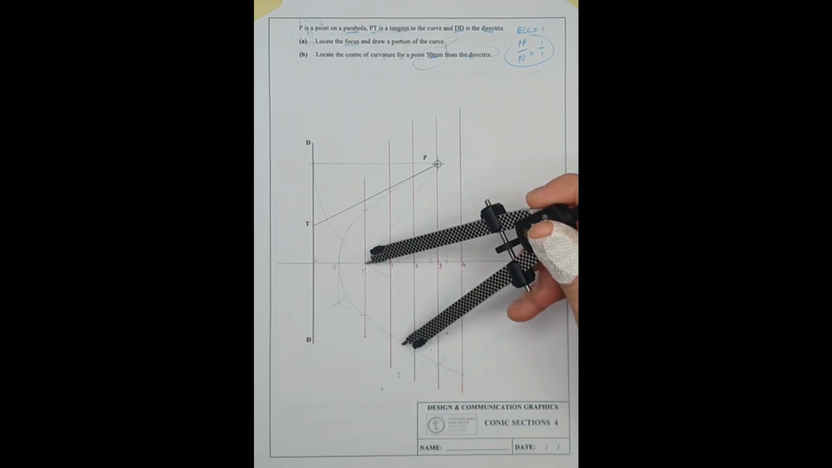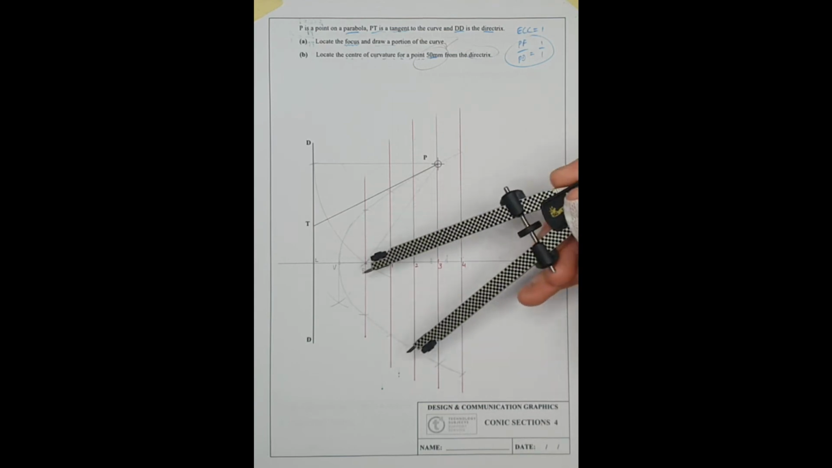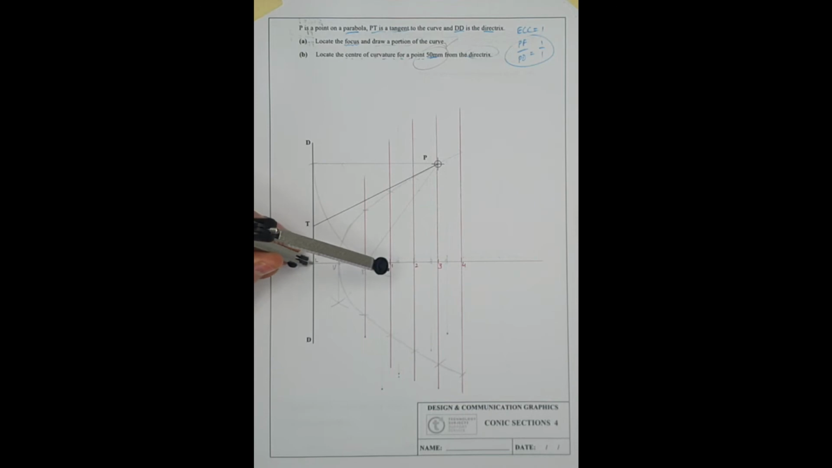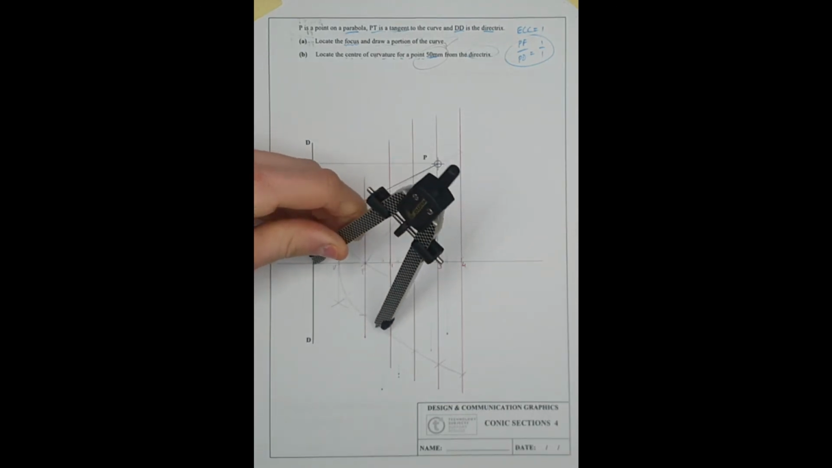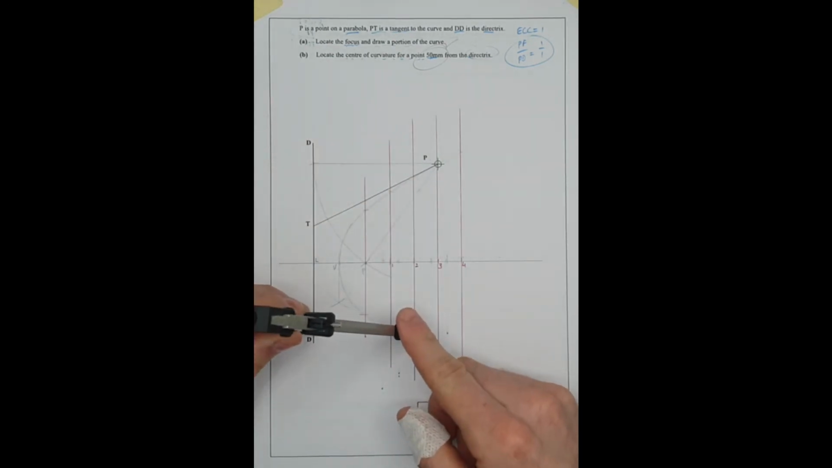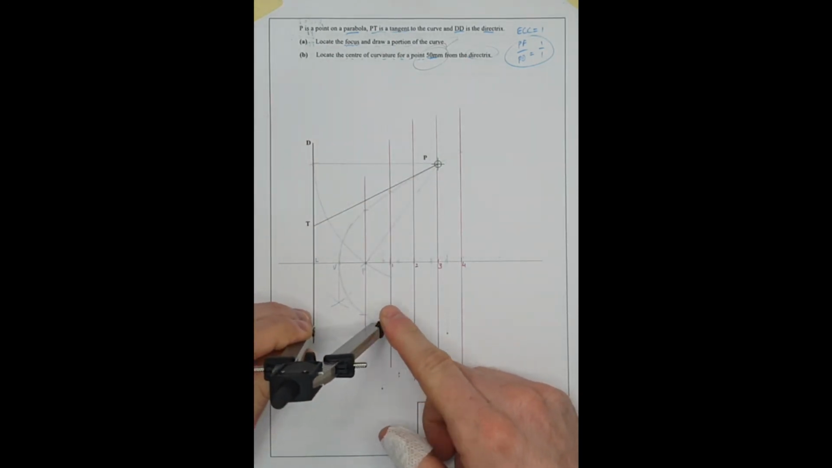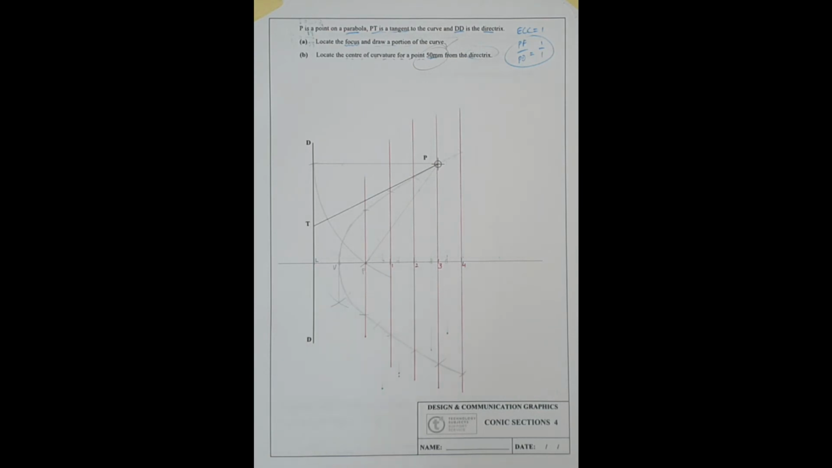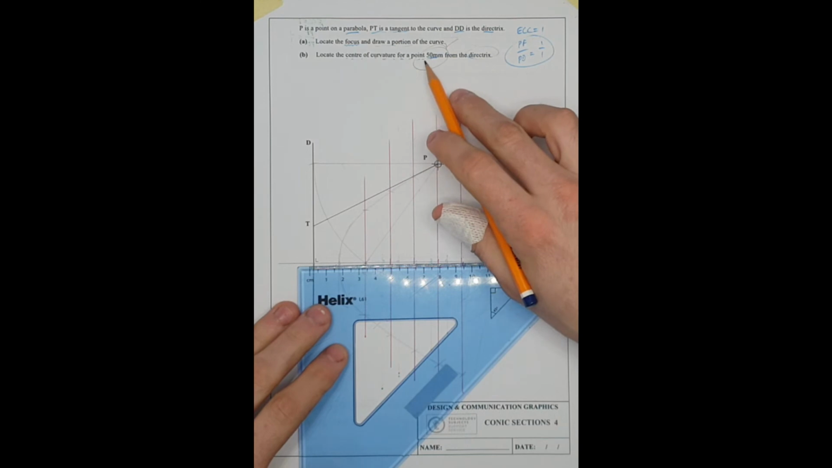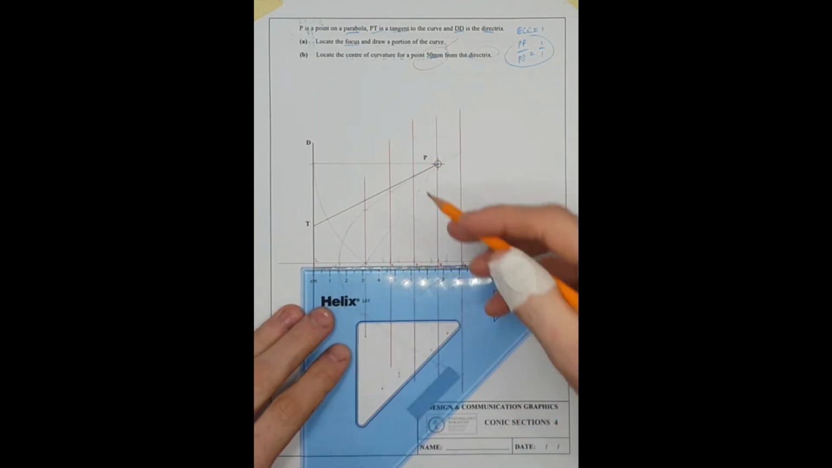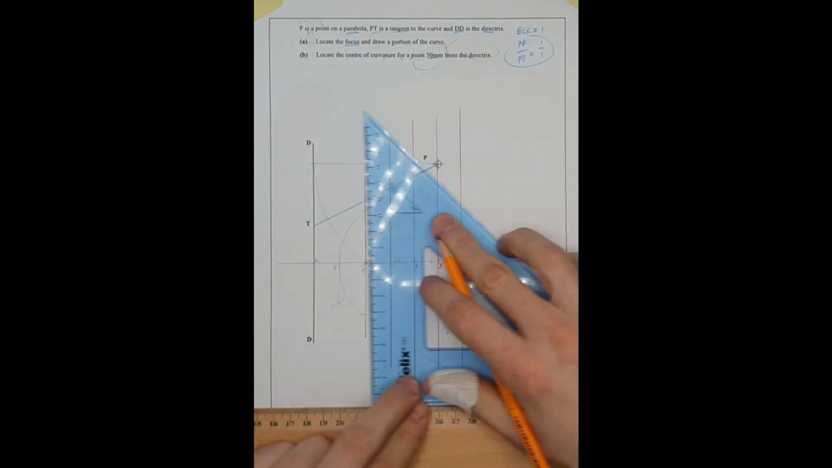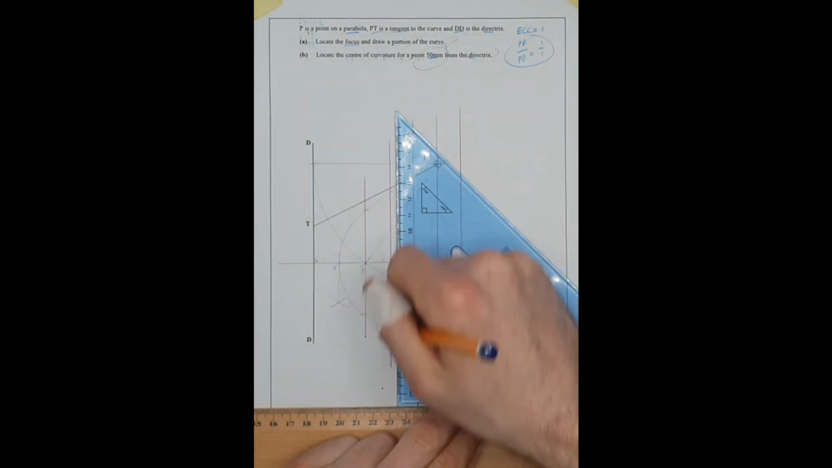But if it says 50 mil from the directrix, I can't use my compass, because I think the mistake that might be made here is someone will go right there and say, well, that's a point 50 from the directrix. But it's not, because it's much closer to the directrix here. So if it's from the directrix, we need a line parallel to the directrix. First thing I'm going to do is measure 50 mil from the directrix, and I'll draw a line parallel to the directrix. And it gives me two options.